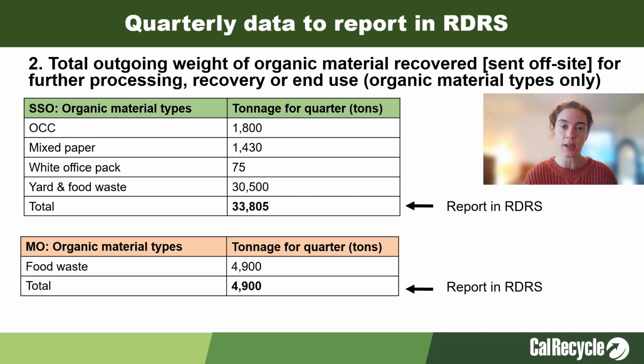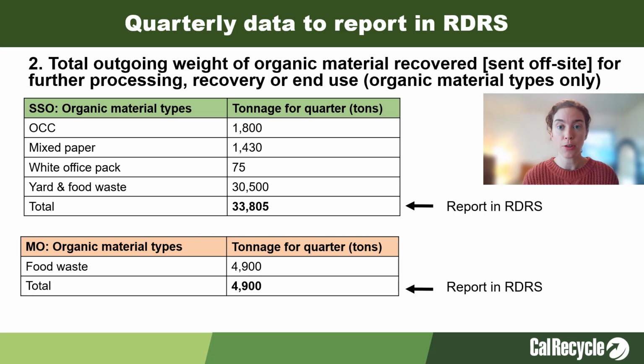The second quarterly number we need to report is the total outgoing weight of organic material recovered for further processing, recovery, or end use. This is for organic material types only. This does not include metal, plastic, or any other non-organic material that Trash City is recovering during the quarter. So the organic material types recovered from the SSO stream are, as we've covered, cardboard, mixed paper, some white office pack, and yard and food waste. That's that stream that's going to compost.